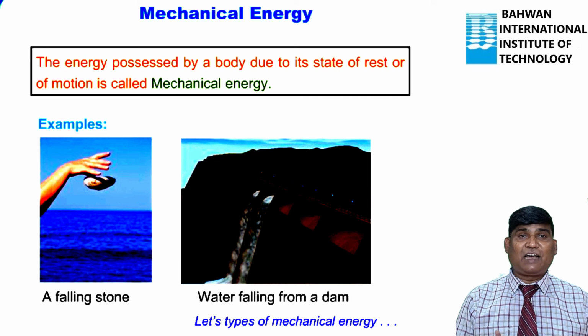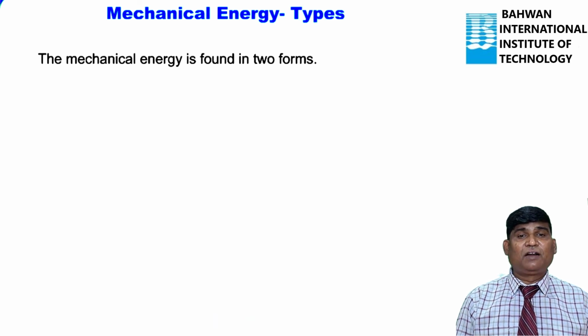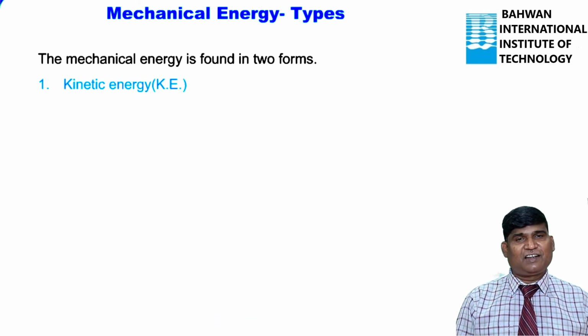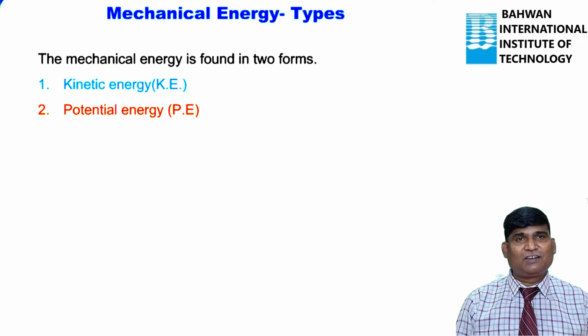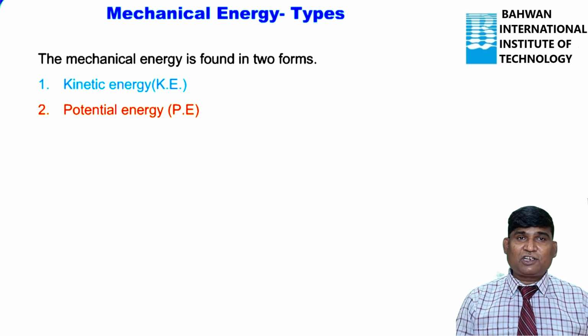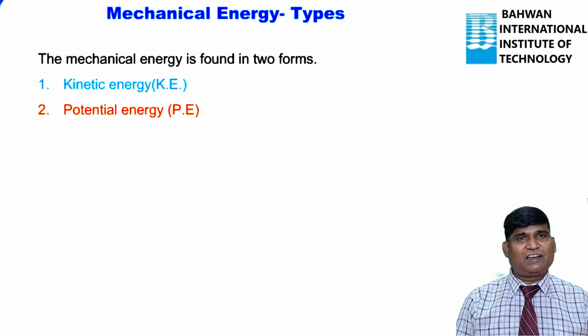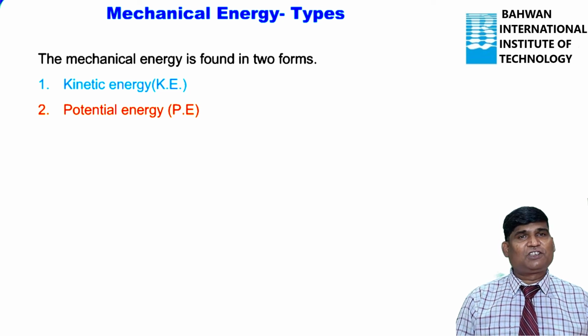So what are the types of mechanical energy we are going to discuss in our syllabus? The types of mechanical energy are, number one, kinetic energy, and the other one is potential energy. So mechanical energy is found in these two forms: kinetic energy and potential energy. In the next class we are going to see what kinetic energy is, what the examples are, how we measure kinetic energy, what potential energy is, how we measure it, and what formula we use for it. These things we will discuss in detail.